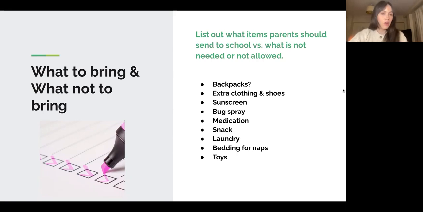Sunscreen. Again, you can say we go outside, and maybe you have a summer camp or something like that. Bring your child's sunscreen. We'll write their name on it. And before we go outside, we'll make sure that they have sunscreen. Same with bug spray. If you live in an area that has a lot of mosquitoes, I know this is a problem. Again, medication, what medication, along with proper medication forms.